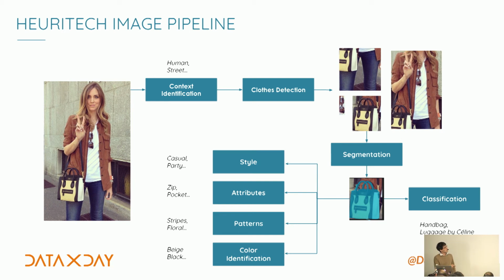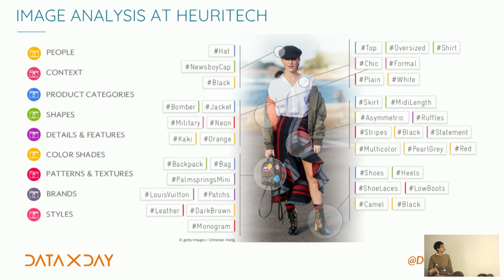Then we have the detection algorithm, which will produce the little boxes around the different parts of the image. Segmentation will produce the masks, and different classifiers will identify exactly the model of the handbag, the different colors, the different attributes. And here are the different things we can identify accurately in the wild, so with very, very different kinds of images. Such as the names of the brands, the style, the shapes, even the model of the shoe or the texture of the bag.